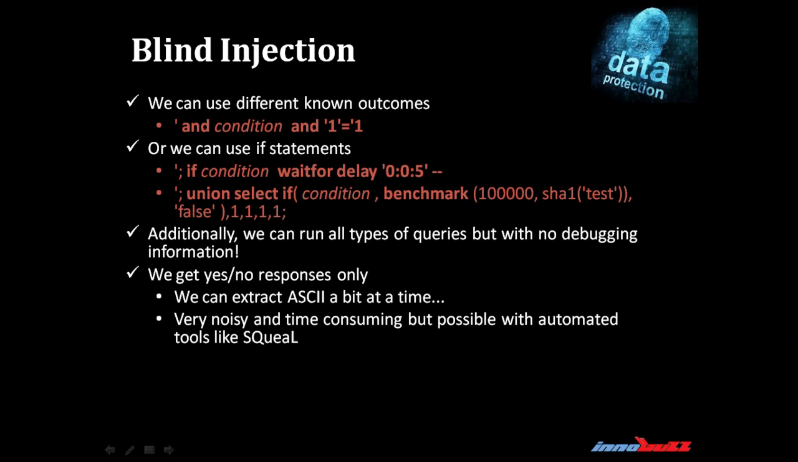Additionally, we can run the same types of queries as in normal injection but with no debugging information. This gets complicated fast. With the Boolean responses, we can extract text information by converting it into ASCII, then converting the ASCII to binary, and then getting one bit at a time. This can be very time consuming and above all notorious because of its noisiness. It has been automated in tools like sqlmap that allow complete database structures and their contents to be transferred bit by bit.